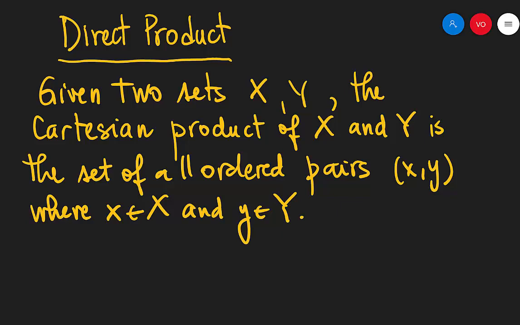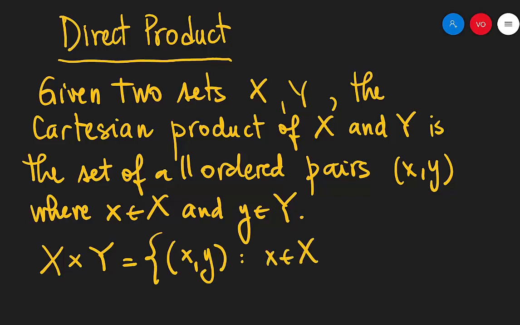So you can think of the Cartesian product, it's denoted as X cross Y, and you can think of it as the set of all pairs of the type (x, y) such that little x is in big X and little y is in big Y.